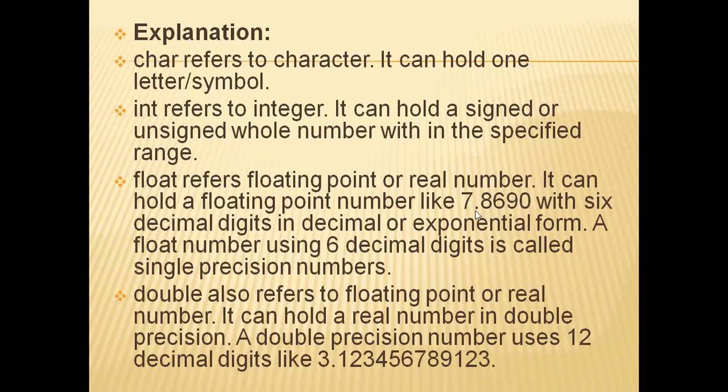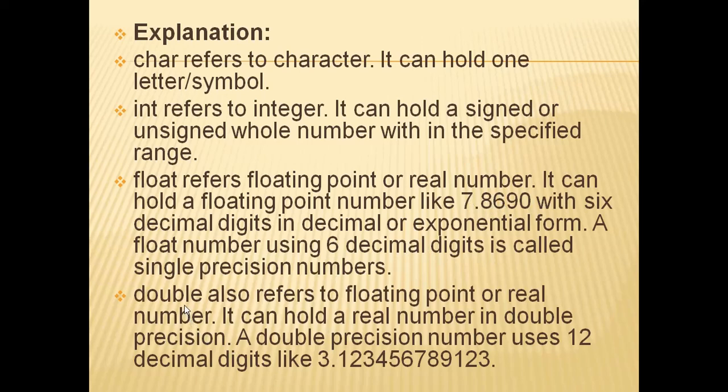It contains 6 decimal digits in decimal or exponential form. So it has 6 decimal digits, and a floating point number using 6 decimal digits is called a single precision number. So this is an example of a single precision number.